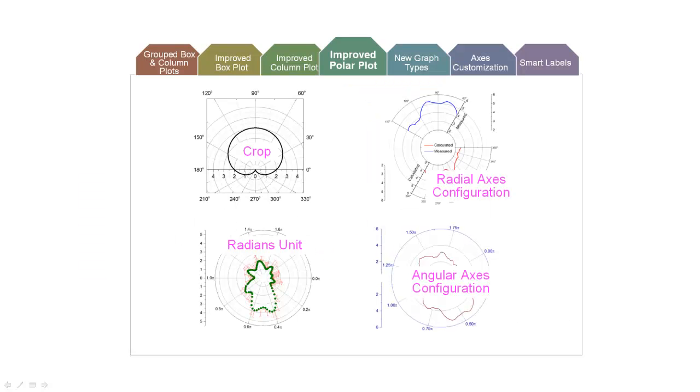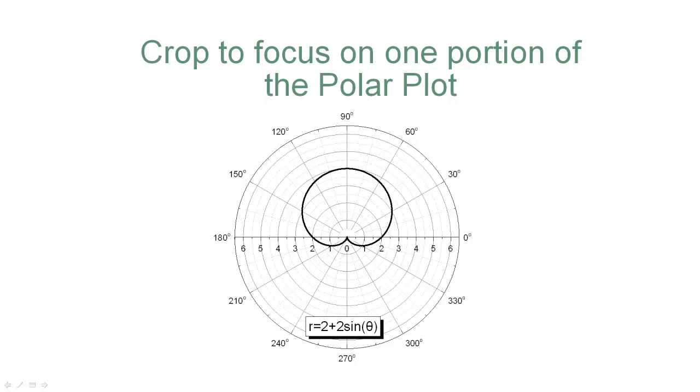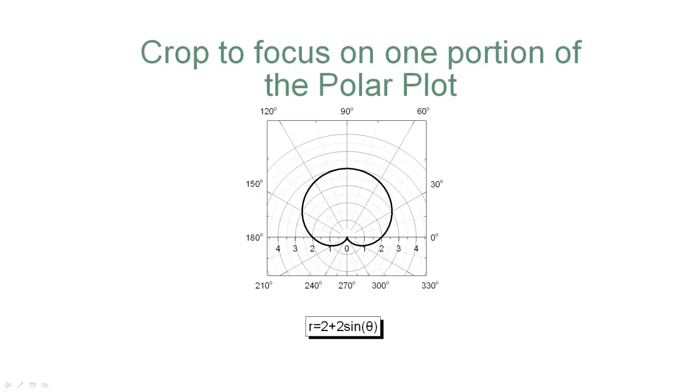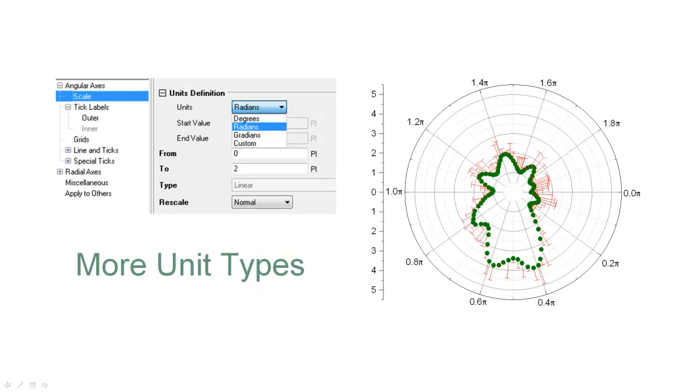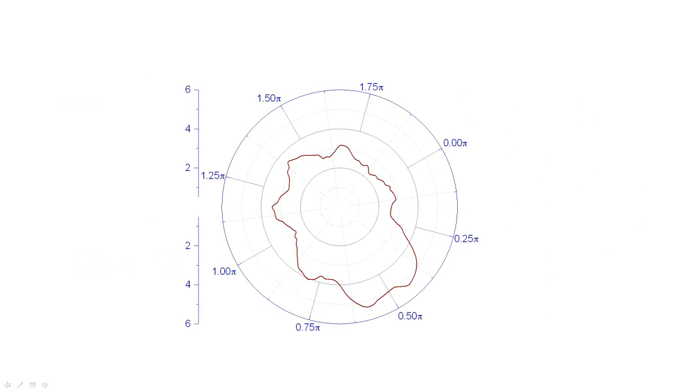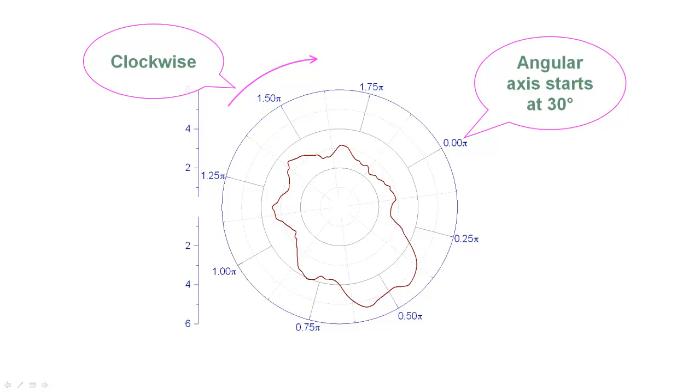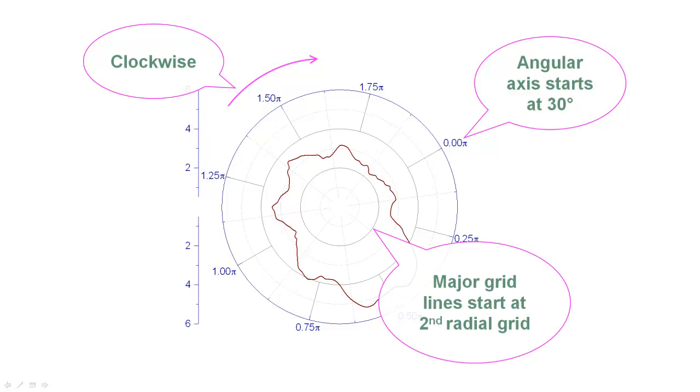We have also improved polar plots in Origin 9.1. You can use the crop feature to focus on a particular area of interest in the plot. It is now easy to decide the number of radial axes and where to position them. For angular axes, we have added more built-in unit types, and we have also added a custom unit type option so you can define your own settings. Origin 9.1 also allows you to configure the direction of the angular axes, the start angle of the angular axes, and gives you free control of grid lines.